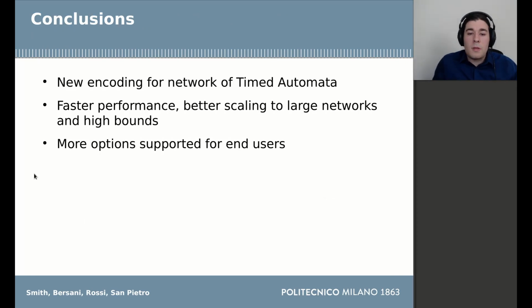Some conclusions: we've implemented a new encoding for the networks of timed automata. We're directly translating these timed automata networks into the final SMT format. In general, we've seen faster performance as well as better scaling to larger networks and higher bounds. We've especially seen better performance with the use of these bounded integer variables. For models that make heavy use of these, we see a much larger speedup.